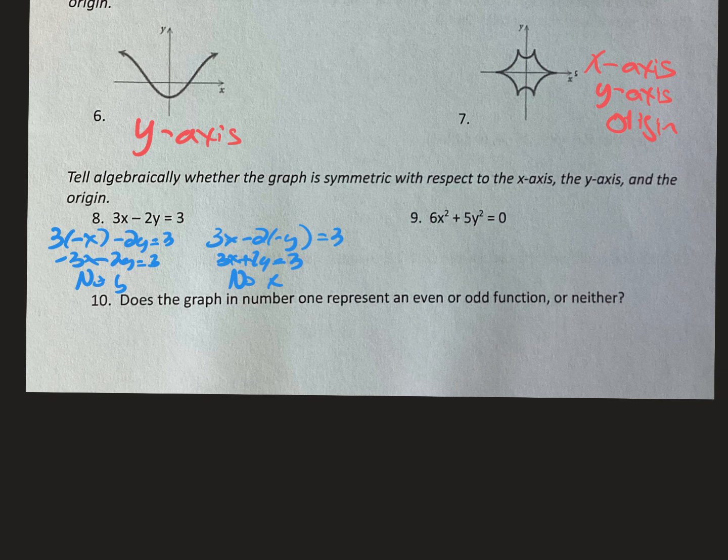Then to try origin, I'm going to plug in a negative x and a negative y, and ask the same question, see if we get the same thing there. So that's a negative 3x. That's going to be a positive 2y. Is that the same thing? Nope. Is it the opposite? Almost, but the 3 messes it up. So long story short, number 8 is there is no symmetry whatsoever.